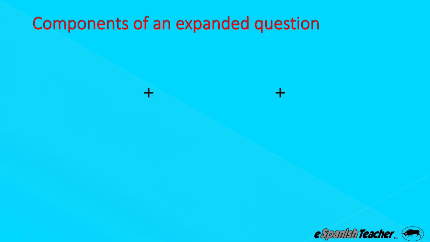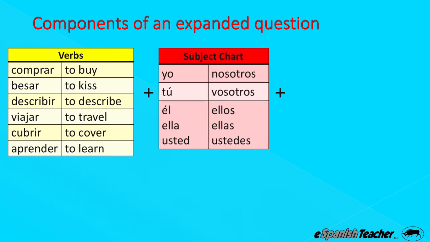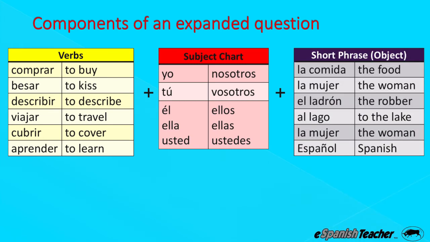There's not a lot to cover here, but it's just reaffirming the formula you already know for expanded questions. So first, the verb plus the subject, and you've swapped the placement of these two for questions, finally followed by a short phrase or an object.